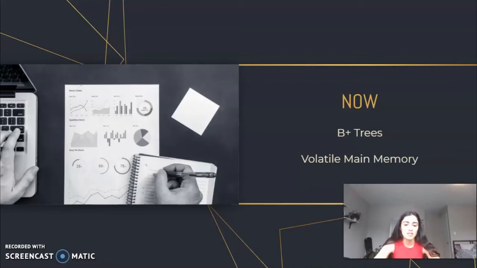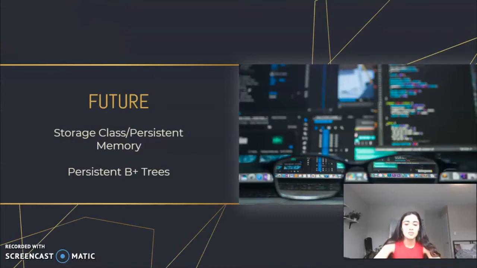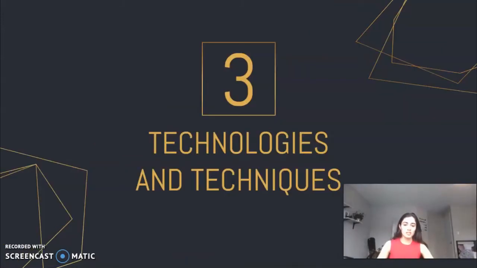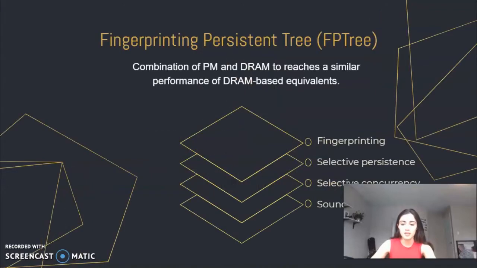We will be discussing the benefits and challenges with persistent memory indexing and identifying which of the index structures, FP tree, WB tree, and BZ tree, perform the best. So the design principles of persistent B+ tree indexing techniques are persistence, near DRAM performance, robust performance, fast recovery, and high scalability. We're going to be talking about technologies and techniques now.